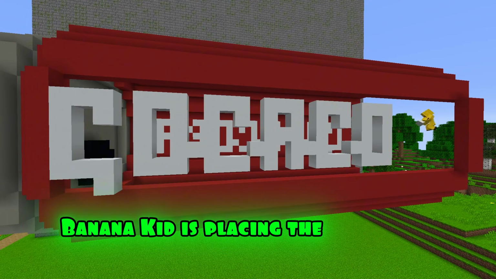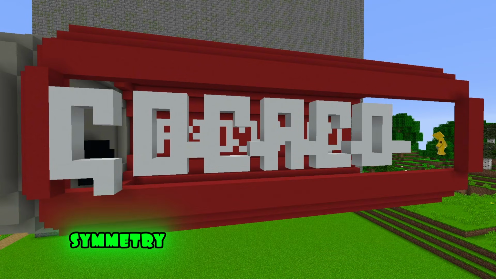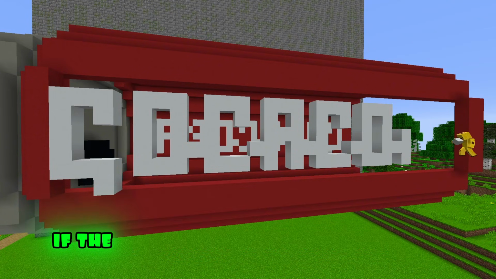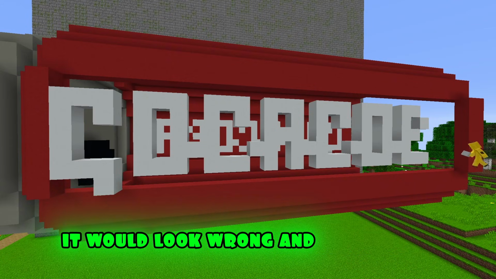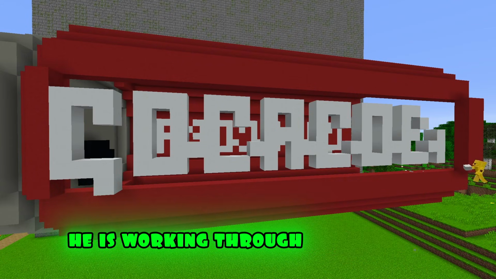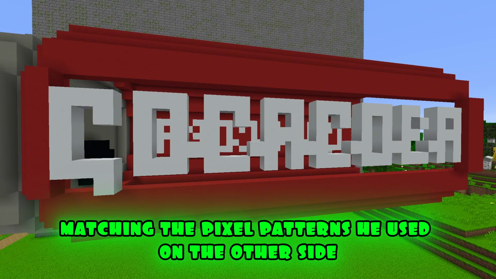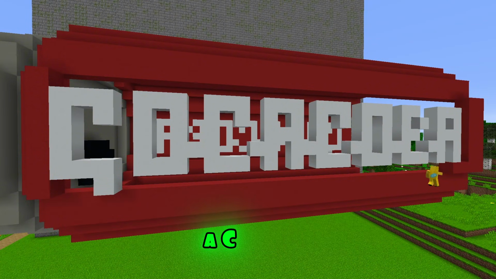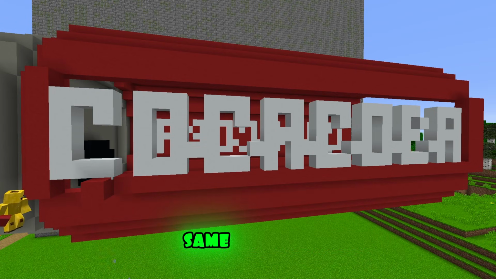Banana Kid is placing the letters in the same size and at the same height as the ones on the left side. Symmetry is really important here. If the letters on one side were higher or bigger than the other side, it would look wrong and unbalanced. He is working through each letter carefully, matching the pixel patterns he used on the other side. C-O-C-A-C-O-L-A. Each letter getting the same treatment, same width, same height, same spacing.